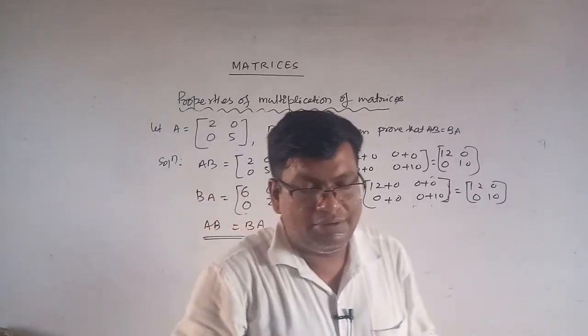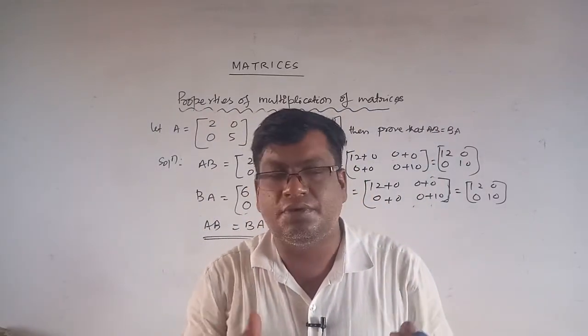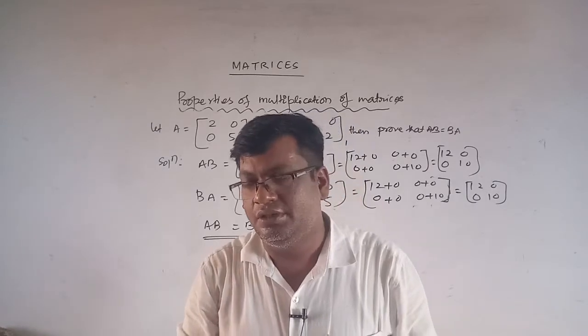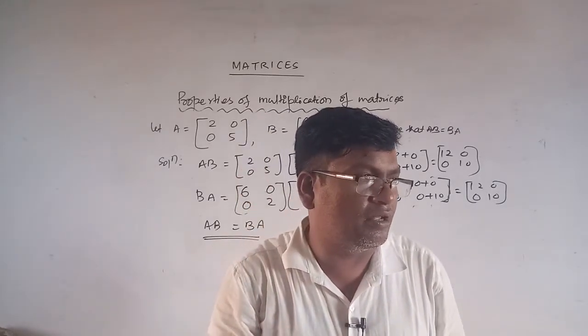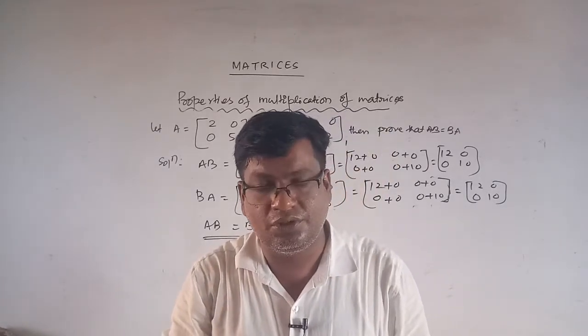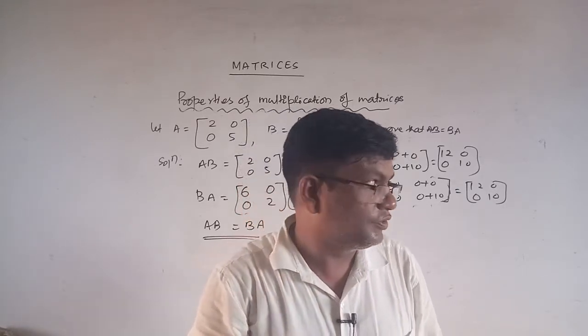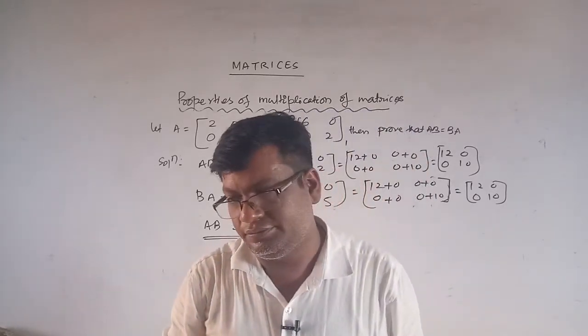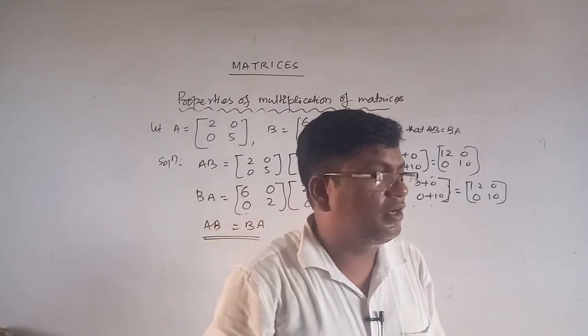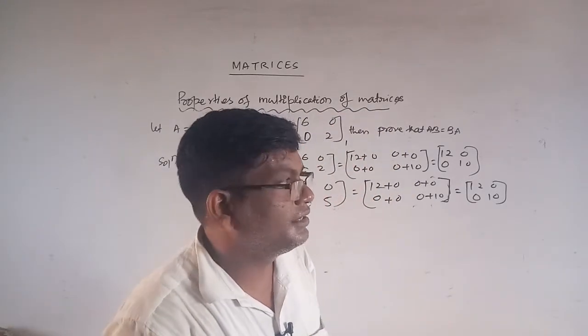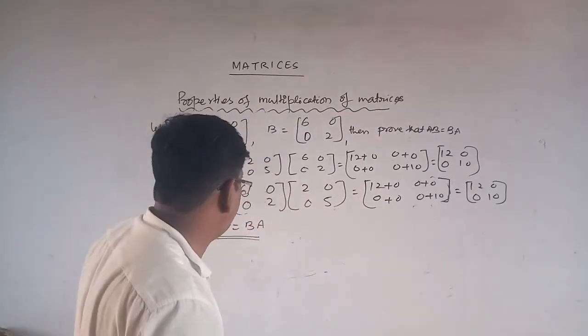If the question asks you to give an example of two matrices whose product is commutative, then you may give any order of diagonal matrix, either 2 or 3. Now other properties, that is, the associative property.